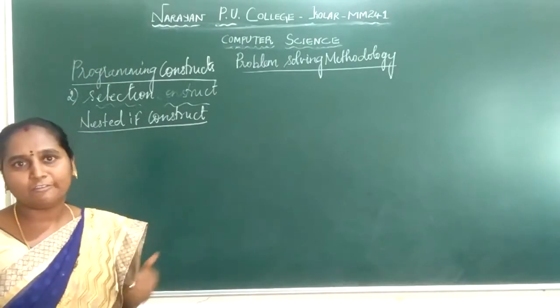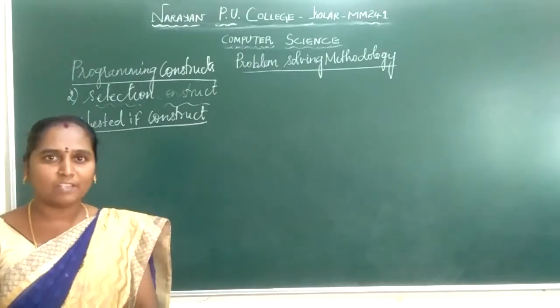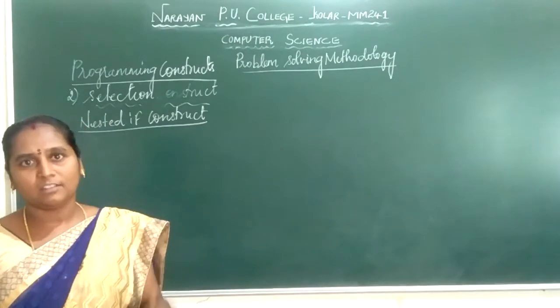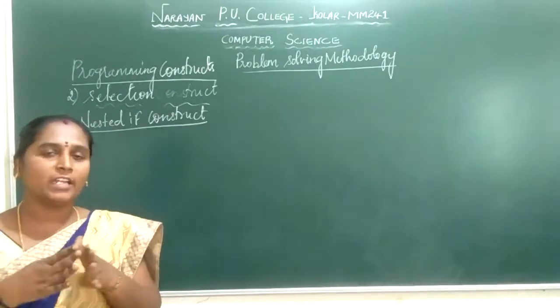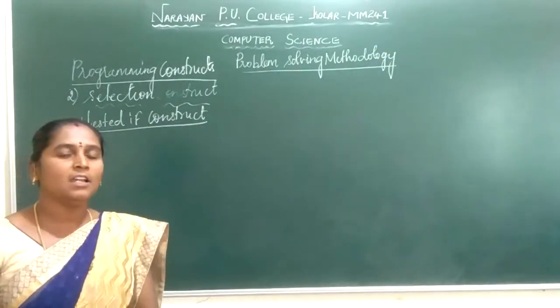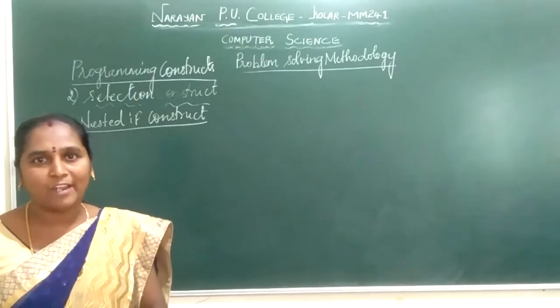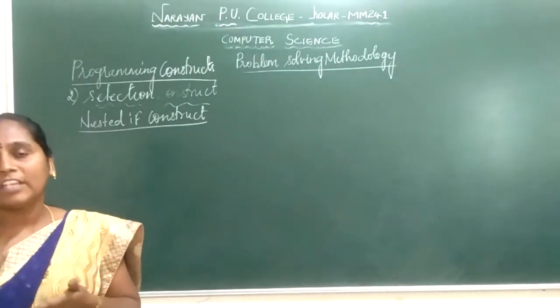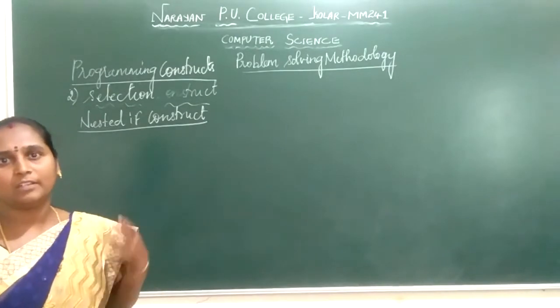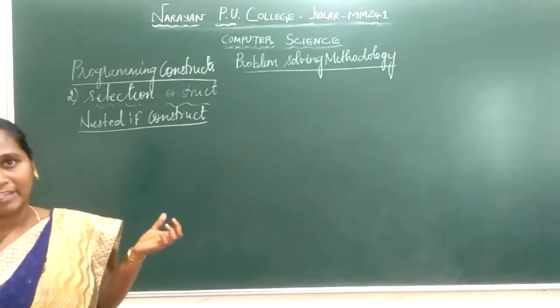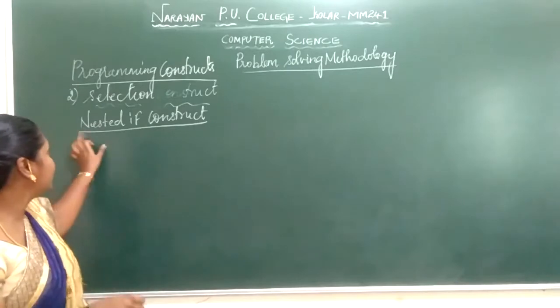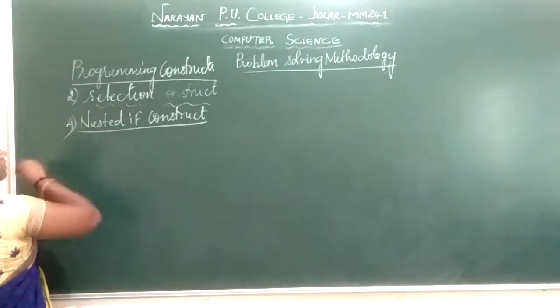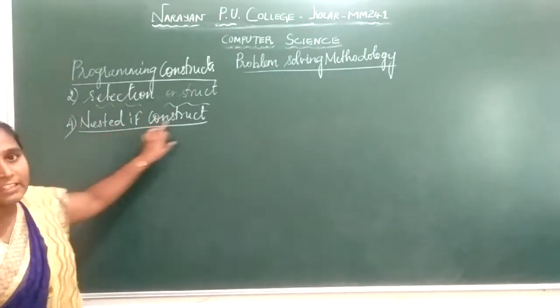Third is the if else if statement. It is also called multiple way branching. So you have more than one condition tested. Based on which condition is satisfied, you keep on checking. If none of the conditions is satisfied, you execute a default statement. Next, the fourth one in your selection construct is the nested if construct.